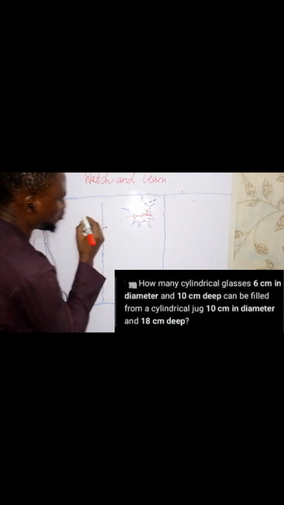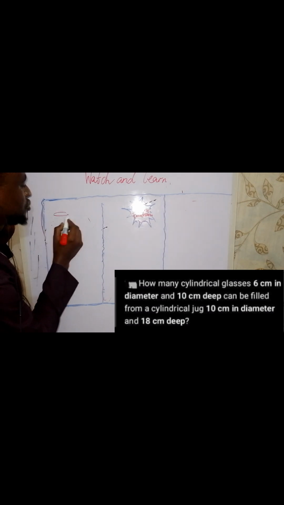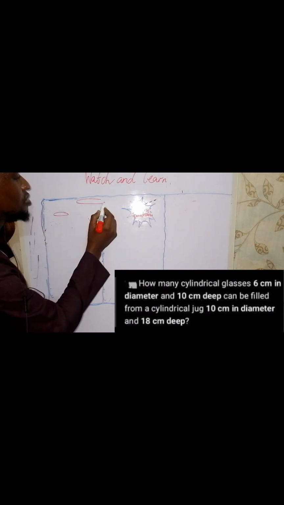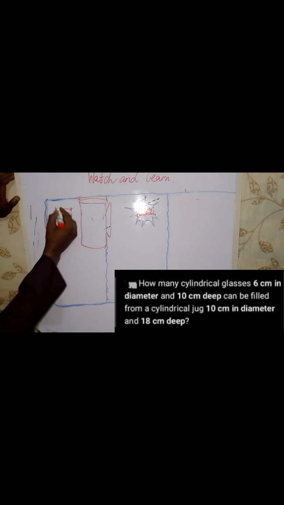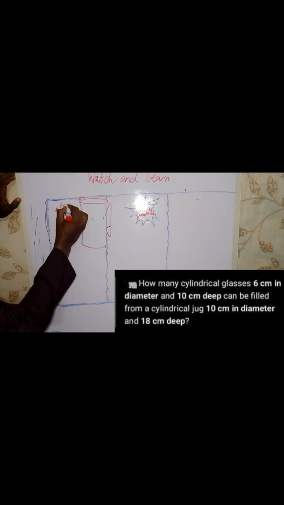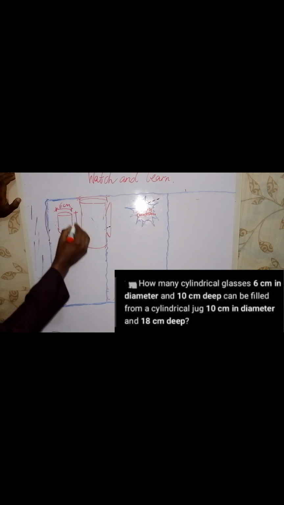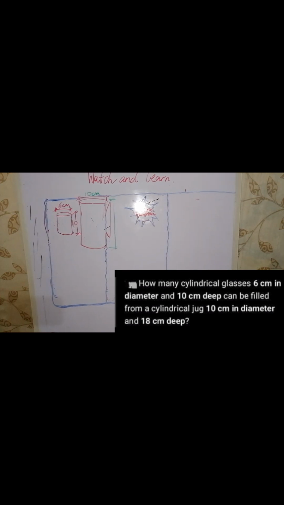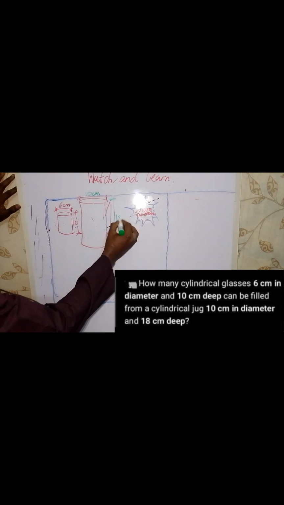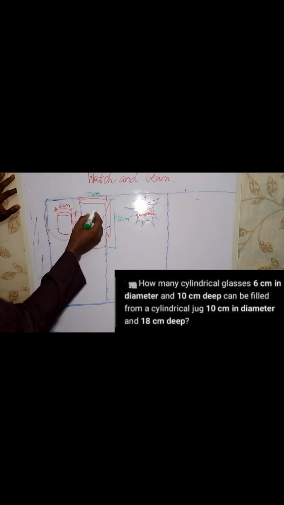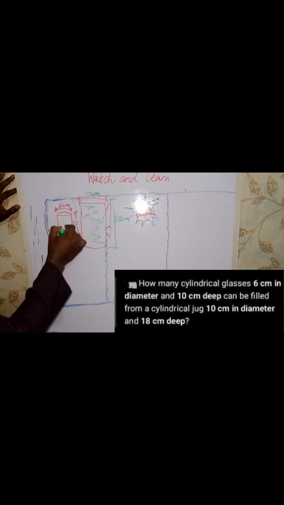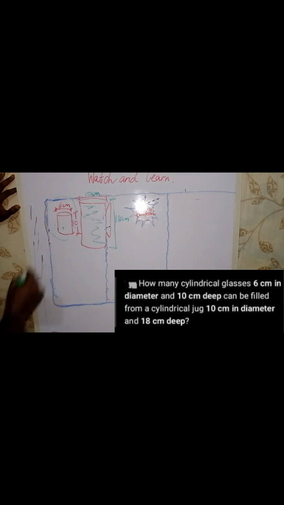So we want to draw the two cylinders. One is very big, and the other is 6 centimeter. These are the two cylinders. How many of this can you get from this? If you were to empty this liquid here, how many of this are you going to get? Of course, this is quite smaller.